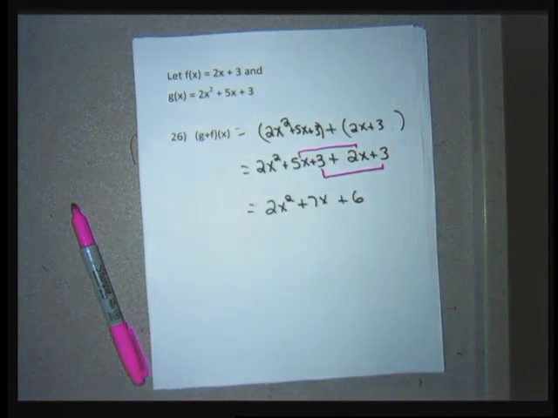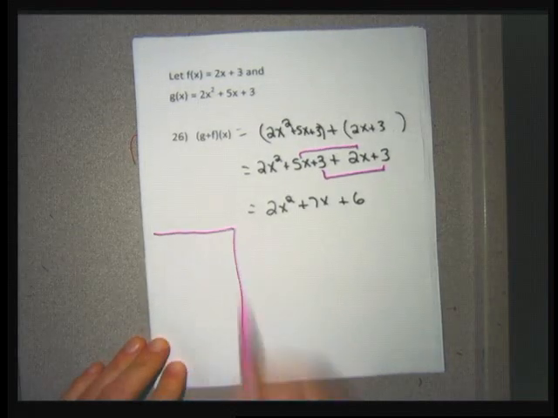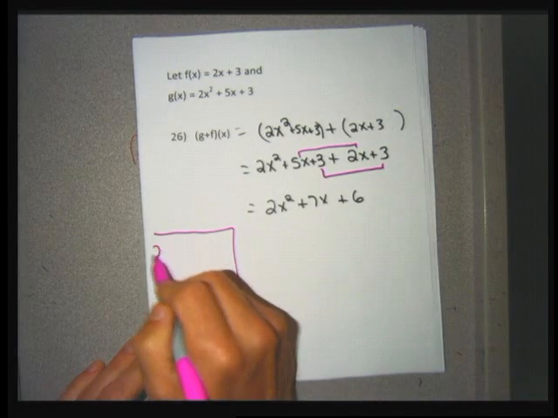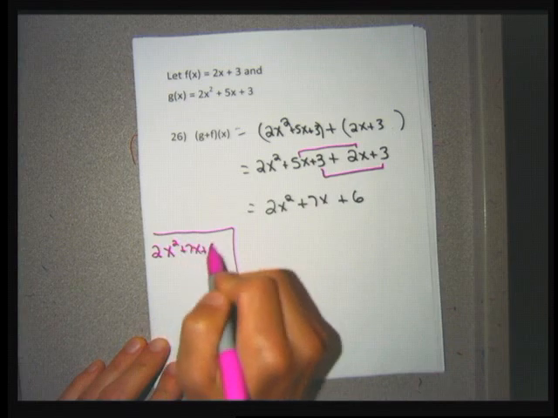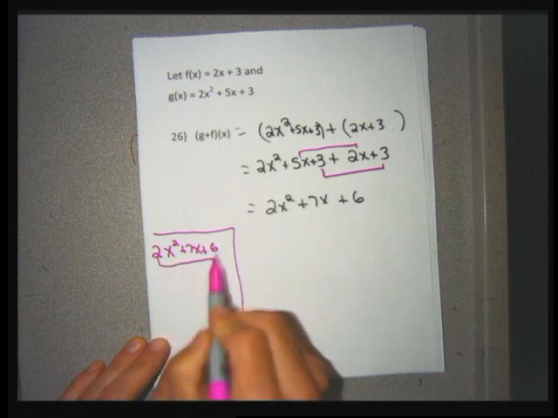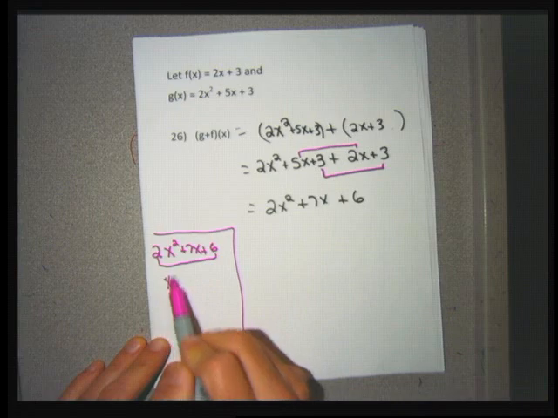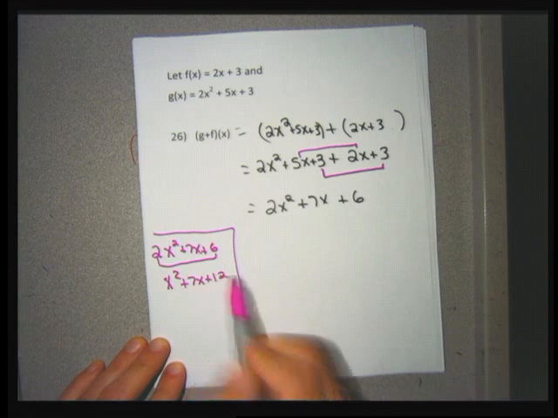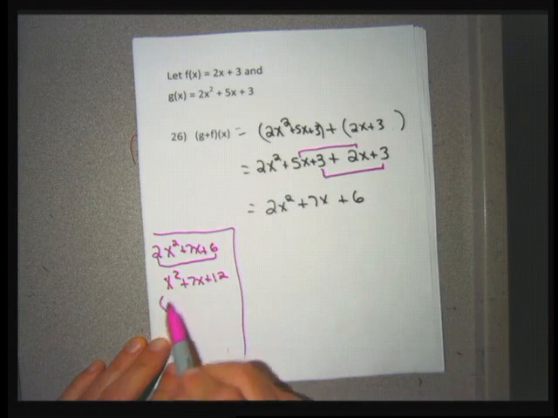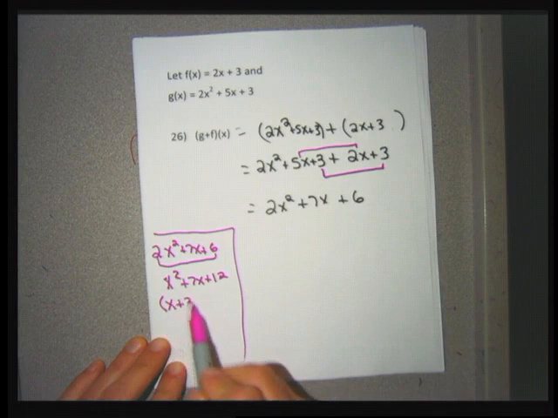That does factor, so I should factor it. I'll factor it off to the side just in case you can't factor that. So my efforts to factor 2x squared plus 7x plus 6, I'll use bottoms up. I'm going to multiply the 2 and the 6. Rewrite this as x squared plus 7x plus 12. That factors into x plus 3 times x plus 4.